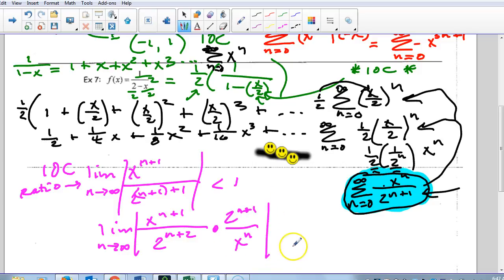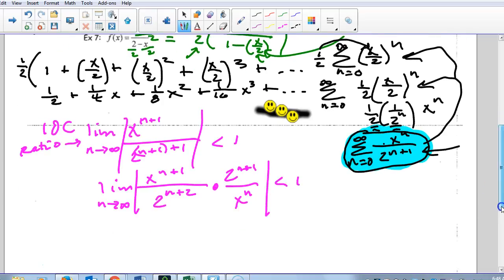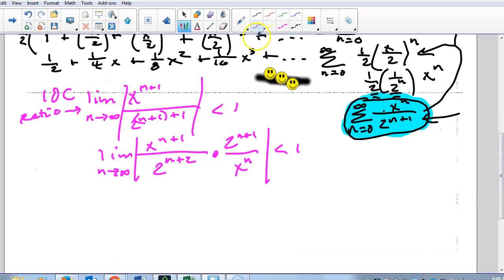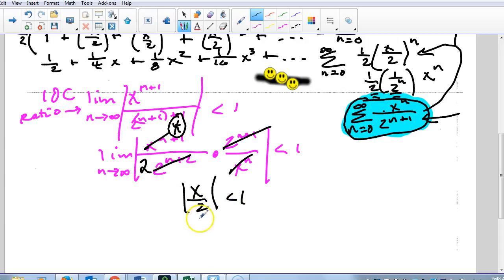So remember, it's the ratio of the next term over the previous term, which is the same as the previous flipped. We're making sure this is less than 1. So we get to cancel. I love canceling. So this is gone. I just get an x that survives on the top. Bam. And then 2 to the n plus 2 and 2 to the n plus 1 will leave a 2 on the bottom. So I've got x over 2 in absolute value is less than 1, which means x over 2 is in between -1 and 1, multiplied by 2.